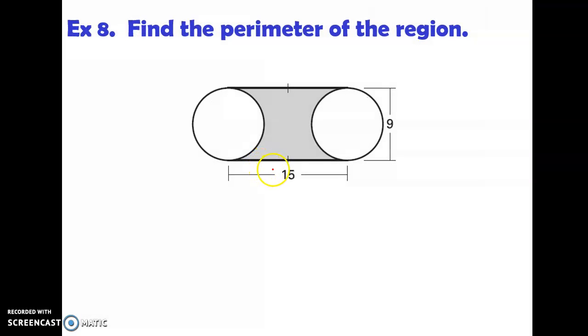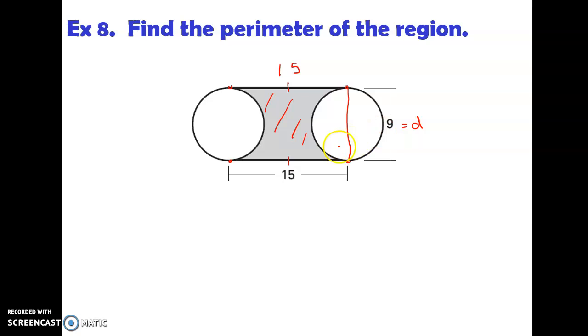Okay, let's do a couple of perimeter problems where we're putting this into use. It says find the perimeter of the region. They're talking about this shaded region here. We know from point of tangency to point of tangency, that's 15. It'll be the same on the other side because they're marked as congruent. So I know this is 15. Now I know that this right here is 9, and that equals my diameter.